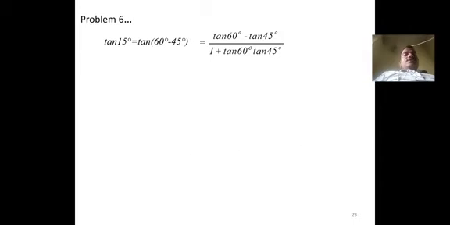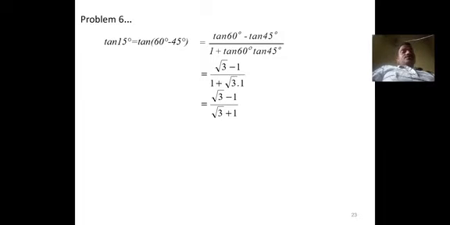Tan 15 you can also write as tan of 60 minus 45, that is tan 60 minus tan 45 by 1 plus tan 60 tan 45. Here tan 60 value is root 3 and tan 45 is 1. So this is root 3 minus 1 by root 3 plus 1. Or you can write sin 15 by cos 15, root 3 minus 1 by 2 root 2 over root 3 plus 1 by 2 root 2. The denominators will cancel, then we get root 3 minus 1 by root 3 plus 1. This is the value of tan 15.